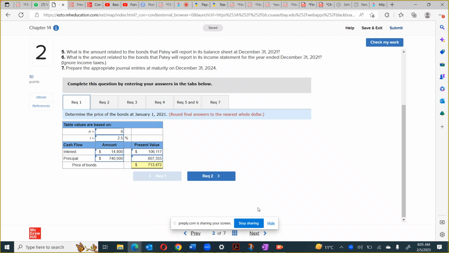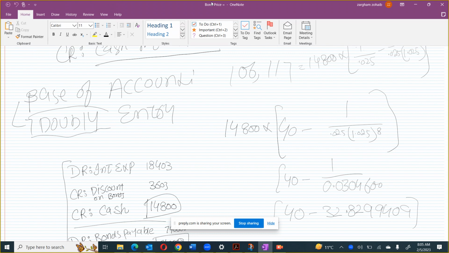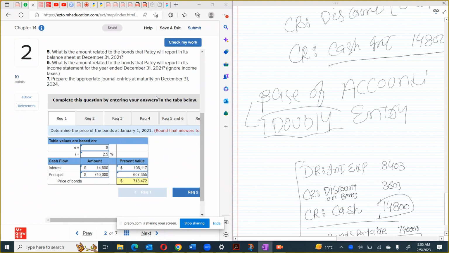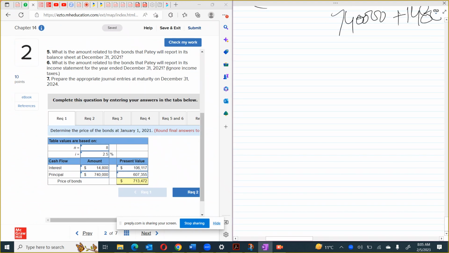Should I explain the formula to you? If you are unable to do this, you can use the formula. The formula is very simple. Should I explain it? Yes, please. We already did these things in chapter 5, but we didn't study the formula. She just gave us the tables.